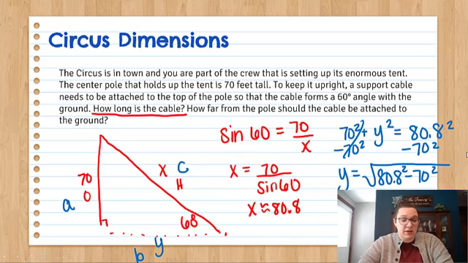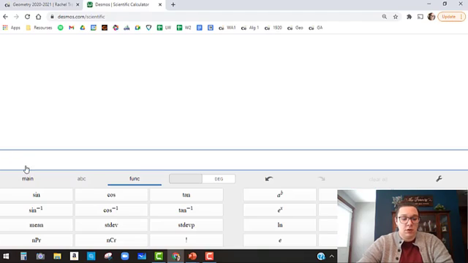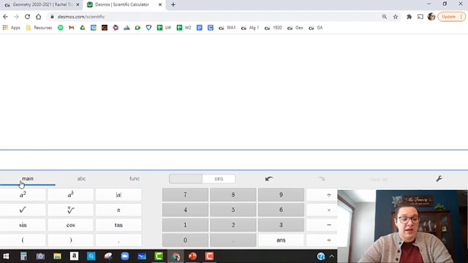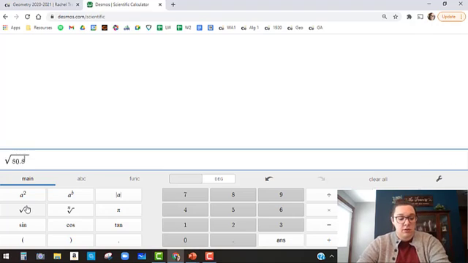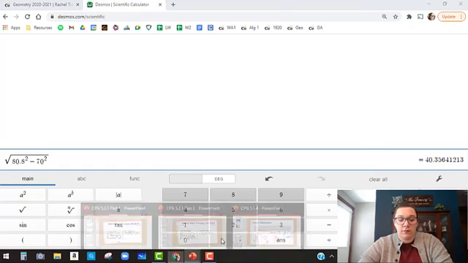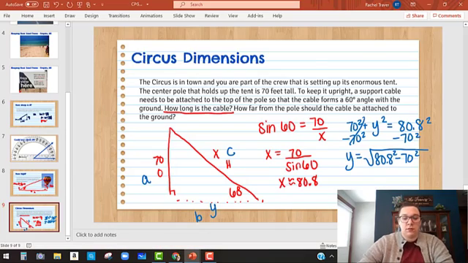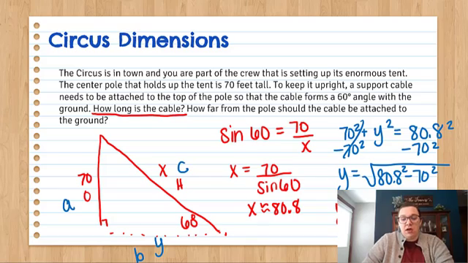Let's put that in our calculator. It can handle all of that at once. Going back to my set of main functions, I'll do square root, and I had 80.8 squared minus 70 squared. It gives me about 40.4. So there is my final answer, about 40.4. And each of these I should write in were feet.